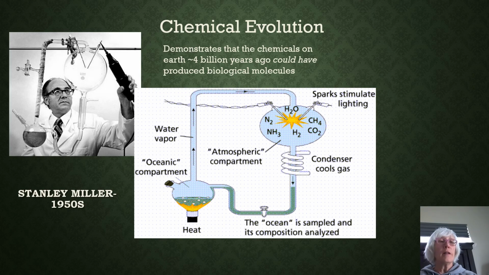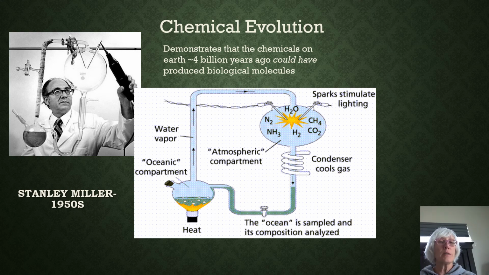How did life develop from that environment where life as we know it could not exist? Stanley Miller in the 1950s, so approximately 70 years ago, demonstrated the theory of chemical evolution. This theory shows that the chemicals that were on Earth, those carbon dioxide, methane, ammonia, etc., could have produced biologic molecules.